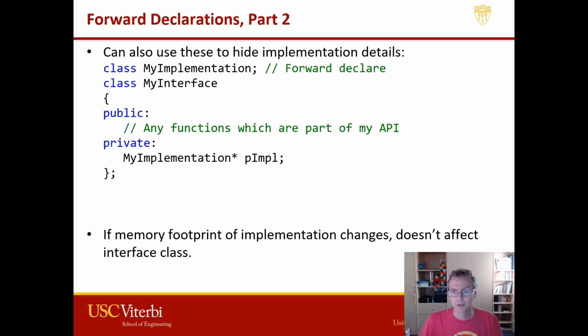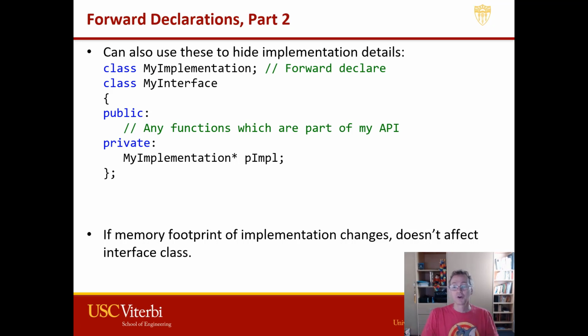Why do we do something like that? The reason we might want to do that is if I've changed how the implementation works. I edit this file. If I have to edit this file for some reason, this file does not need to be recompiled because it was a forward declaration.